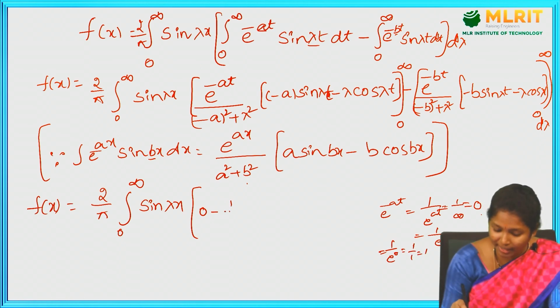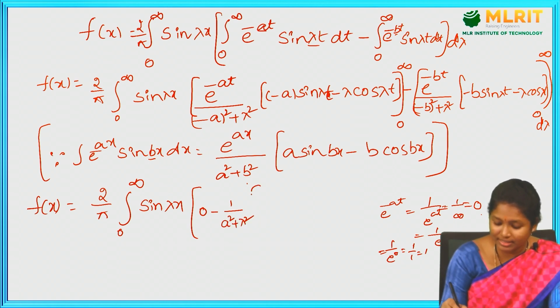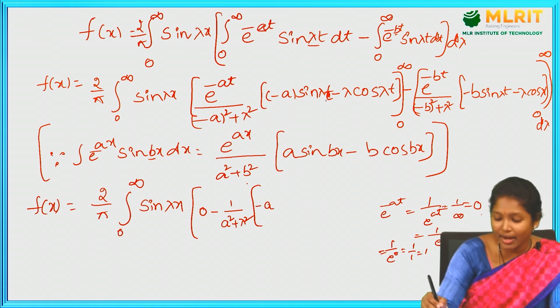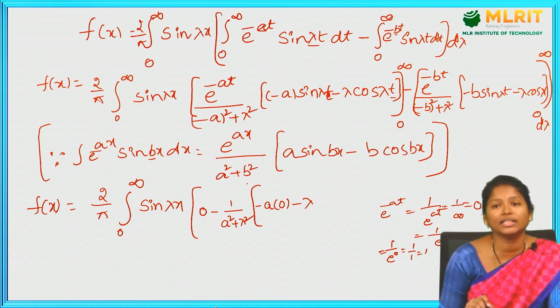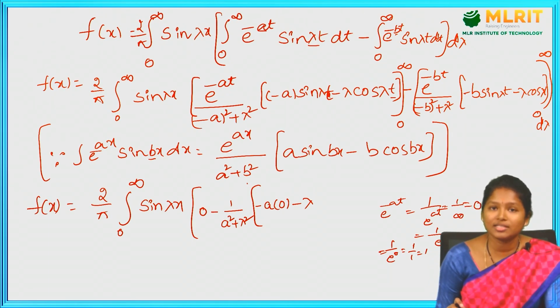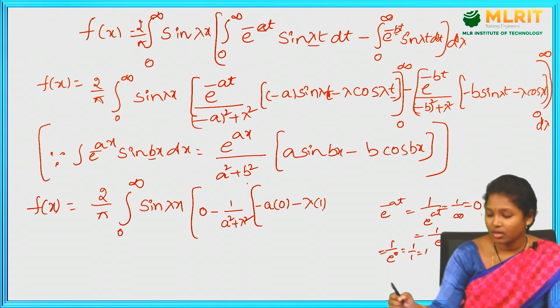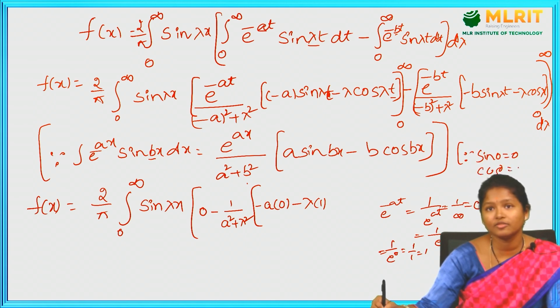So 1 by a square plus lambda square, minus a whole square means a square, right? So a square plus lambda square, minus a sine lambda into 0. Sine 0 value is 0, minus lambda into, in the place of t we put 0, so cos 0. Cos 0 value is 1. If you want to remember, sine 0 is 0, cos 0 is 1.